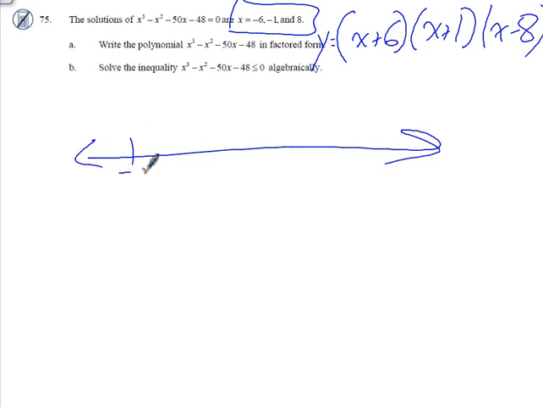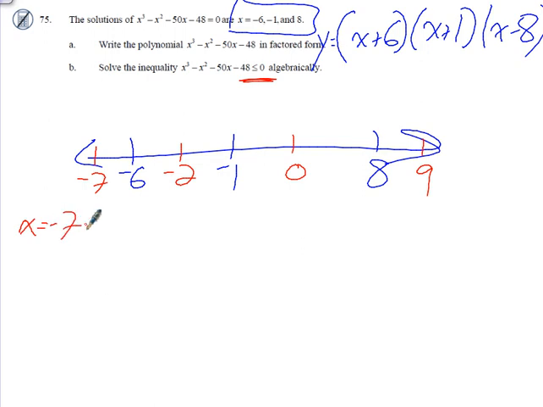So I have -6, -1, and 8. So here I am going to want to pick some test points because I cannot use my calculator, so I'll pick -7, -2, 0, and 9. And remember, here I can simply plug these values in here and look at the signs. Alright? And here it's asking for when it's less than or equal to 0. So if the sign ends up being negative, this statement will be true. If it ends up being positive, the statement will be false. So for example, I'll show you.